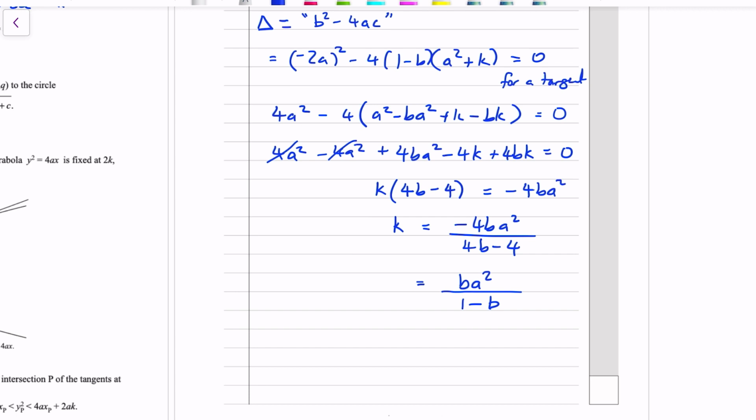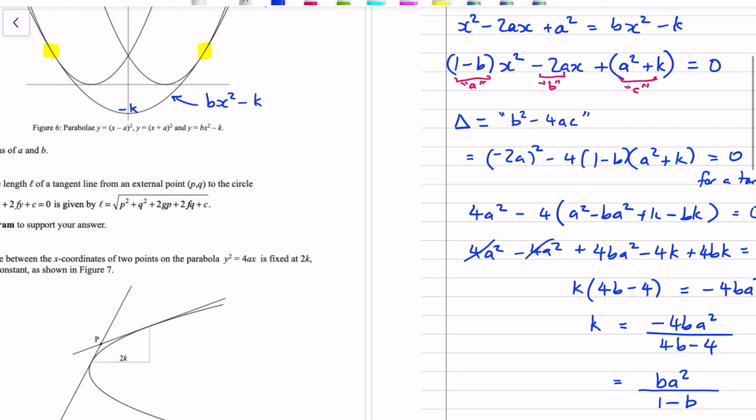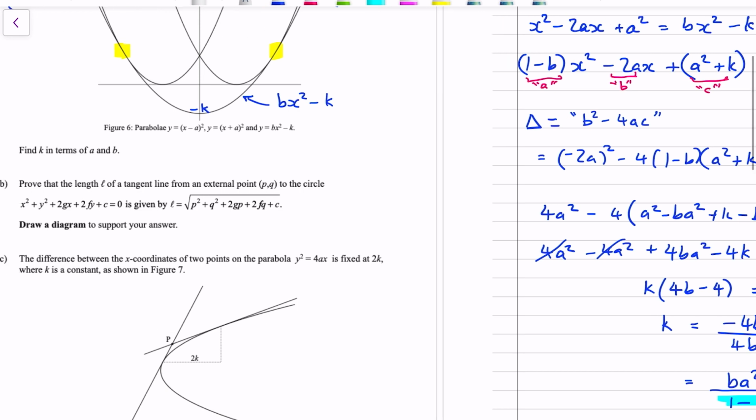Alrighty, we could think about whether it actually makes sense in the context. Remember I said at the outset that k needed to be a positive number to match the picture that was given to us. We're told that b is a number between 0 and 1, which means our denominator there needs to be greater than 0, and the numerator there would be positive as well, so k is a positive number, which makes sense.